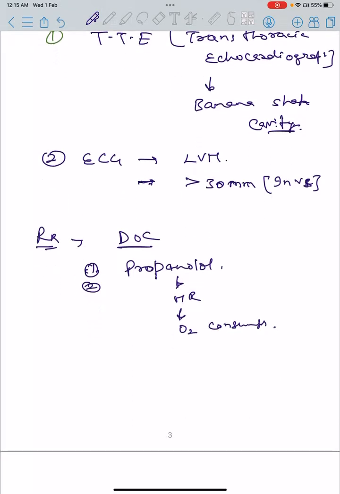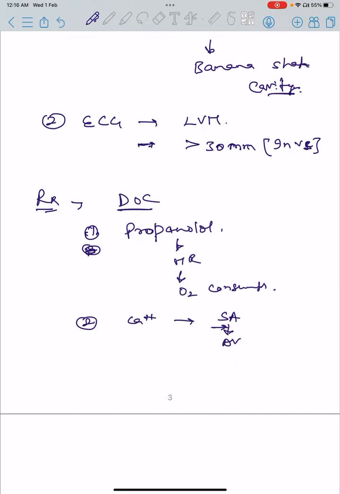Second, we have to reduce cardiac contractility, so we give a calcium channel blocker, which acts on the SA node or AV node, causing AV nodal conduction delay. This is the SA node, this is the AV node, the Purkinje fibers, the right bundle branch and the left bundle branch of the heart. So it blocks the conduction of the impulse from the SA node to the AV node, so contractility is reduced.